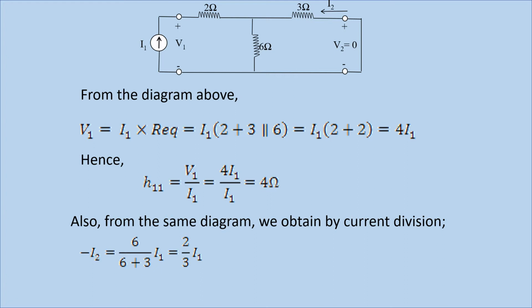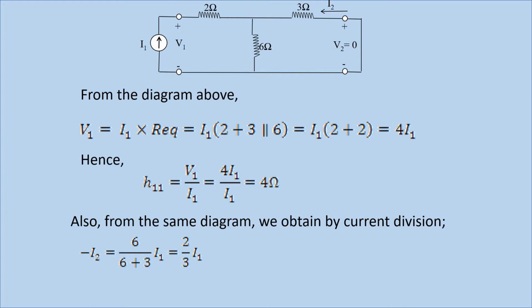Now, to calculate your equivalent resistor, you see that your 2 ohm is in series with 6 and 3 ohms in parallel. When you calculate that, 3 and 6 in parallel, 3 multiplied by 6 over 3 plus 6, will give you 2 ohms. Add it to the 2 ohm in series, and that will give you 4. So your V1 equals I1 multiplied by 4 ohms, which is 4 I1.